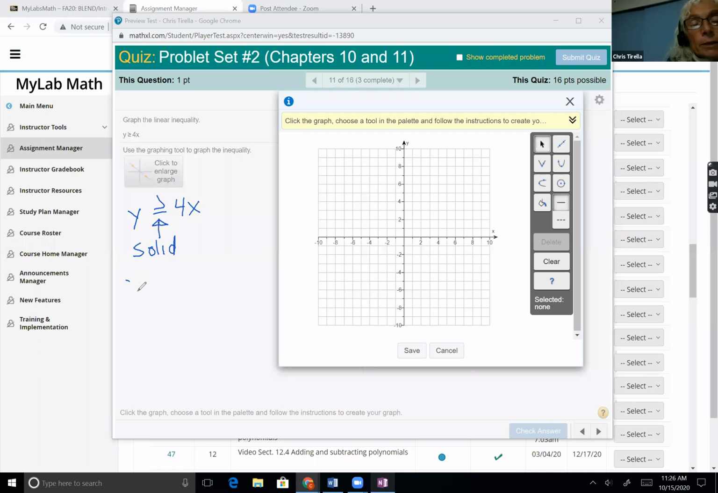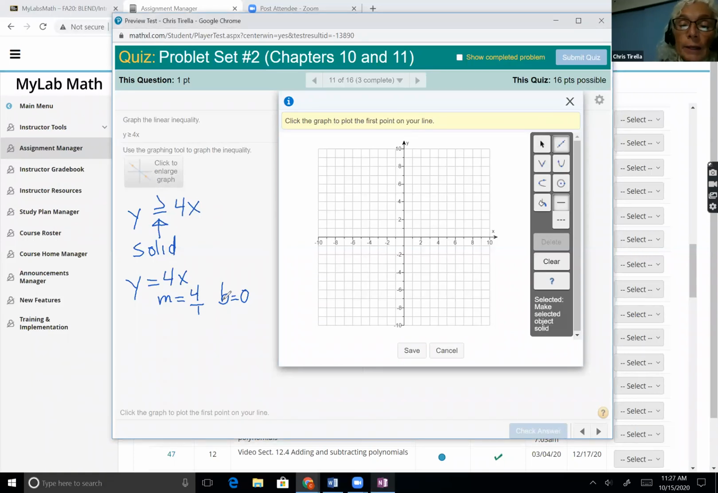The line is y equals 4x. It's solved for y already, so my slope is 4, as a fraction 4/1. There is no b, so my b is 0. So I'm going to go over here, pick the line tool, and pick the solid line. I'm going to begin at 0, and my slope is up 4 over 1. And so now I've got my line.